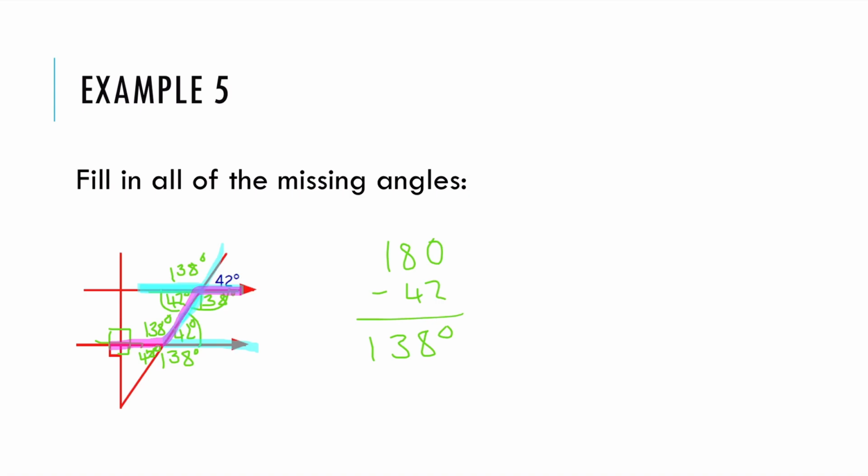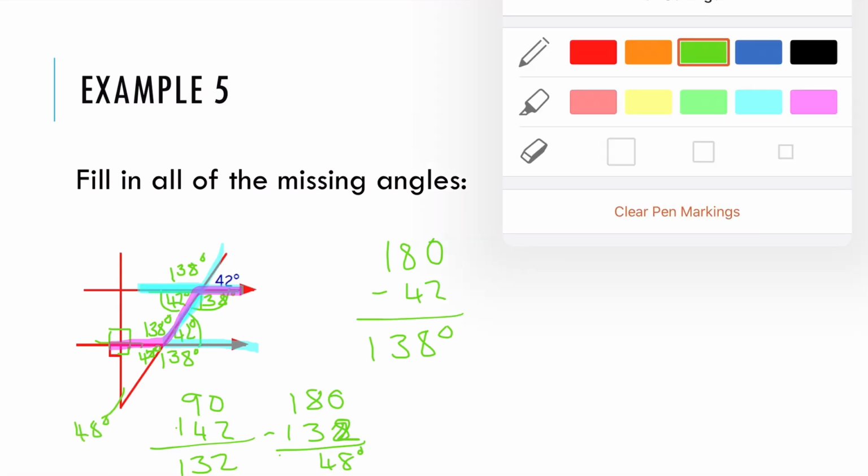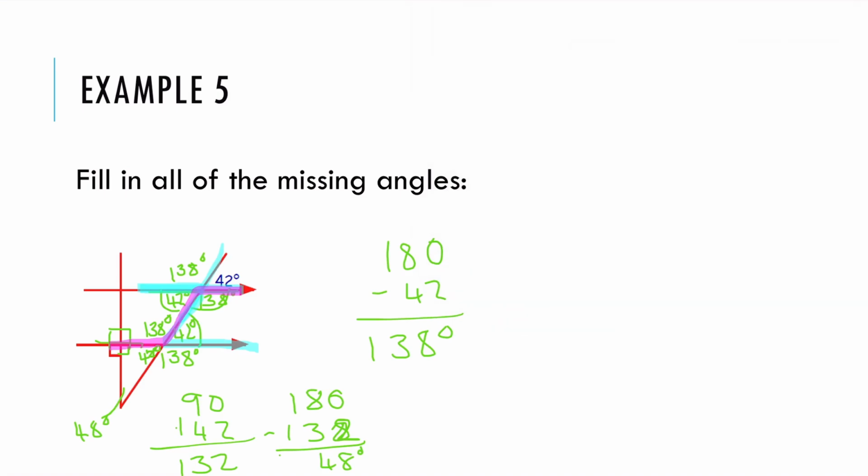I've got a little triangle down the bottom, so I'm going to add my 90 with 42 to get me 132 and subtract that away from 180 to get me 48 degrees. So this angle here must be 48 degrees. Now I can either use Z angles or F angles up here to say that we also have right angles forming up here in the top left. Every angle is now filled out within this, so that is us finished.